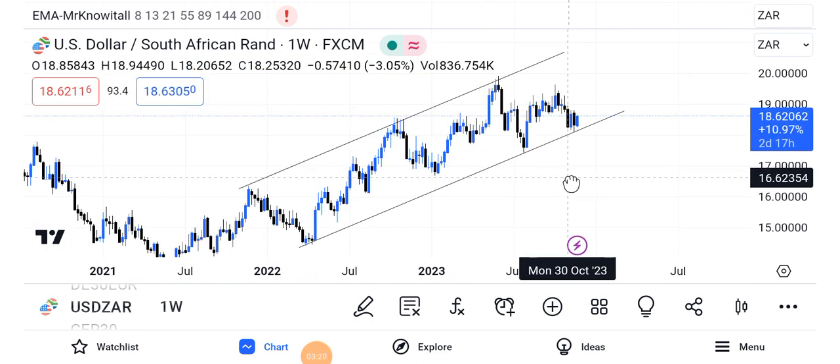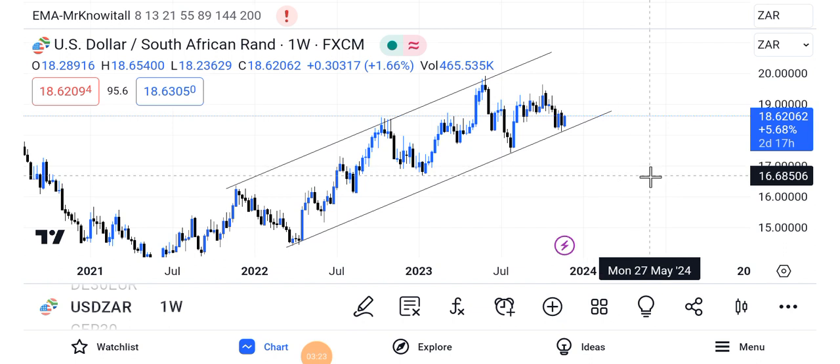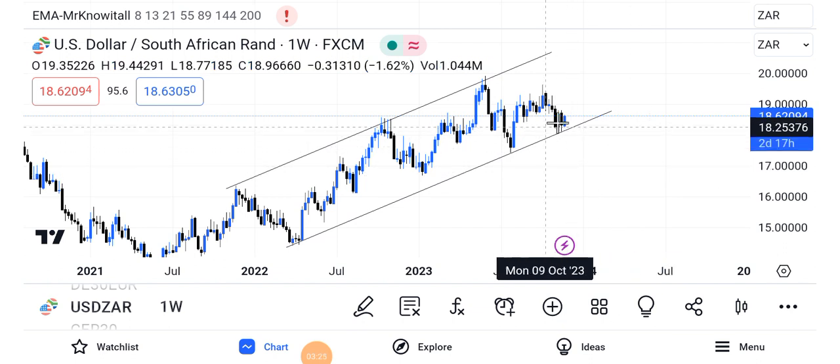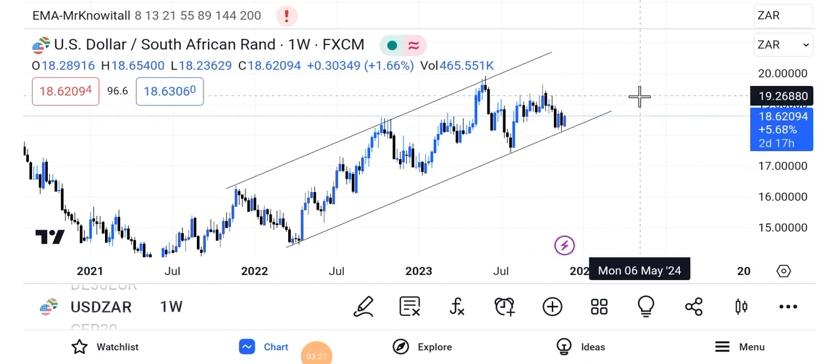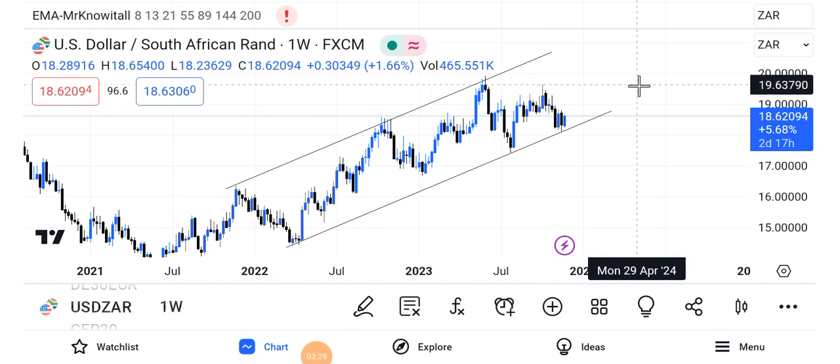Guys, you have to understand that USDZAR is an uptrending market. So if ever it's going to drop, it's going to drop for a temporary time, guys. It's going to drop for a temporary time, and then it flies to the moon.